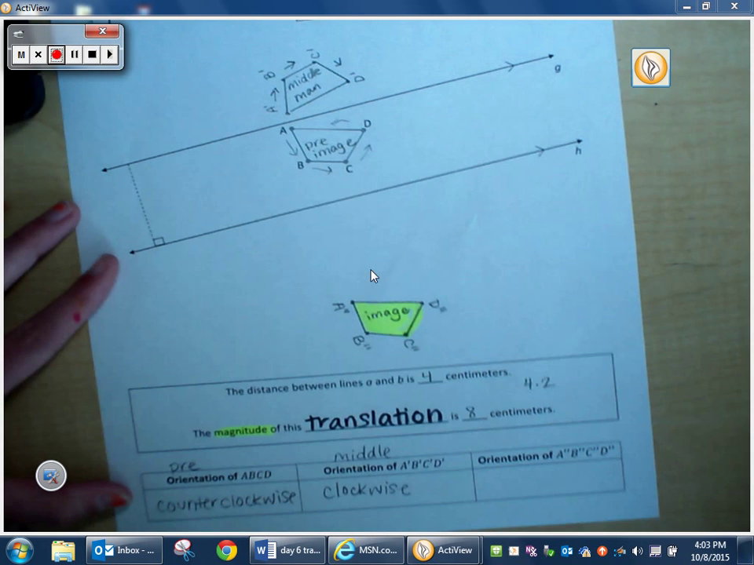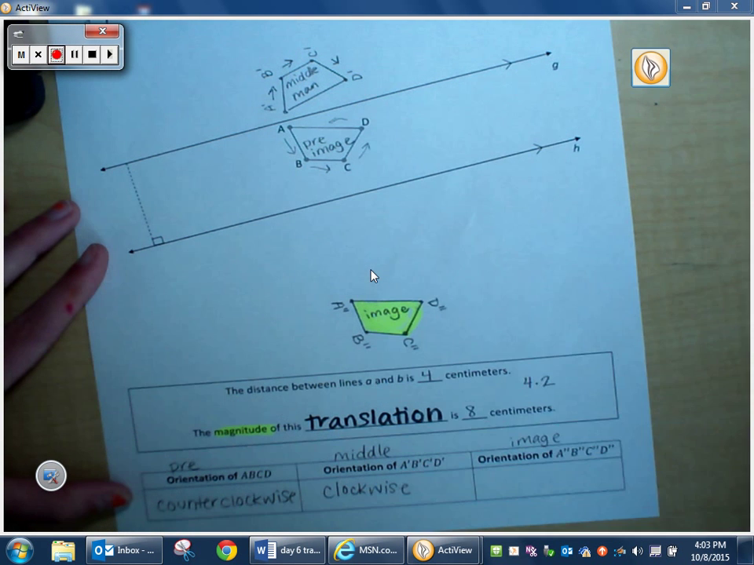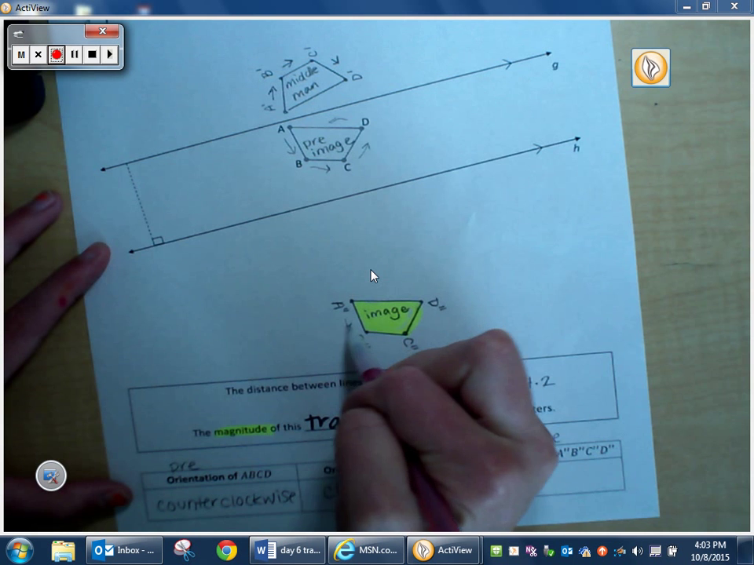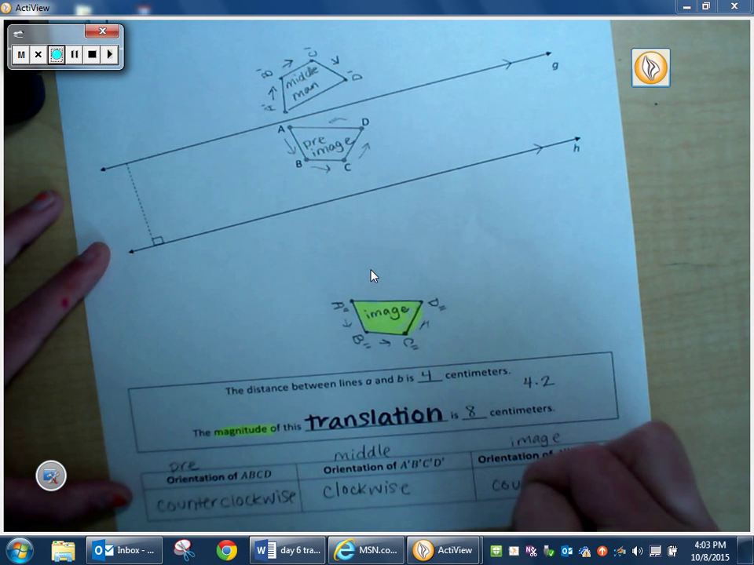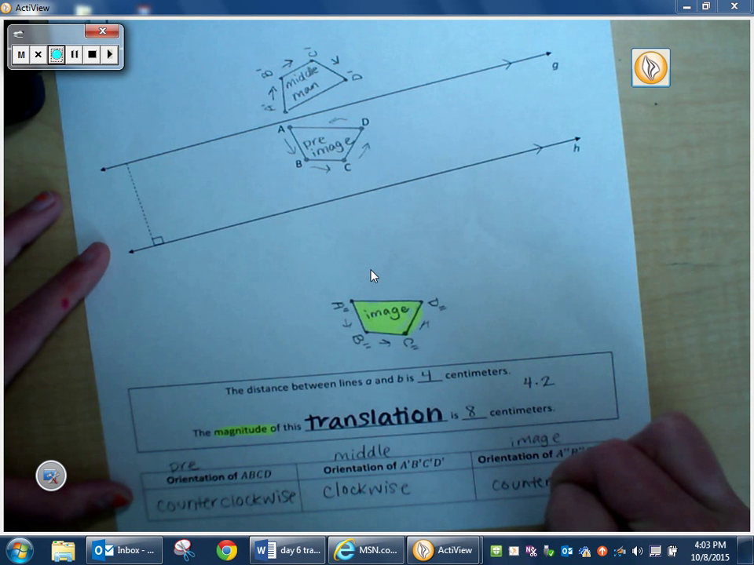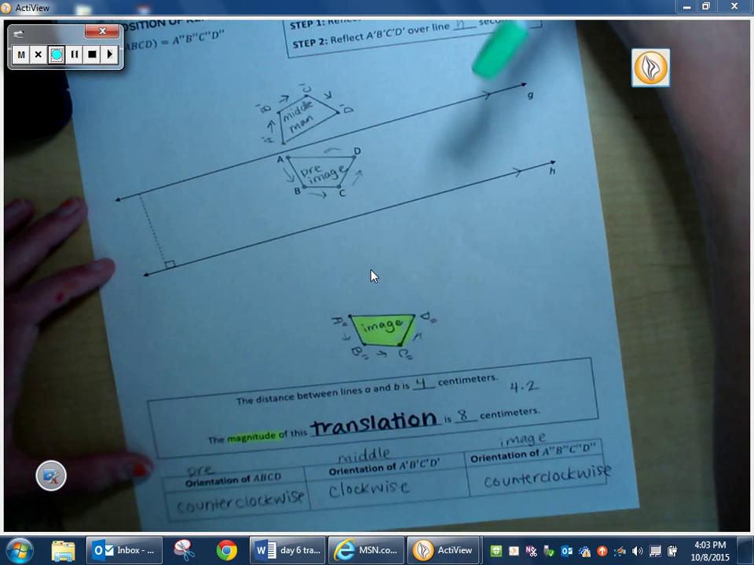If I go to my final image, he's going counterclockwise again. So you can see when you reflect over parallel lines, your orientation is preserved. And this concludes how to translate a figure.